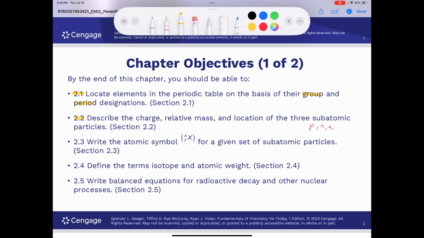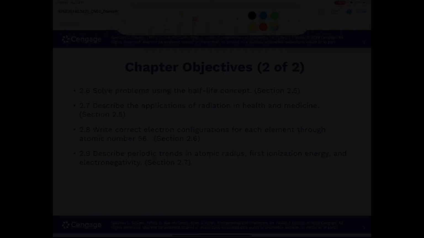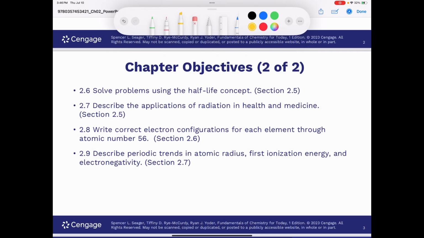You should be able to write an elemental symbol for a given set of subatomic particles. We'll get into that. You should know what isotope means and atomic weight. Write balanced equations for radioactive decay. We're also going to look at problems that involve half-life. So sometimes we call this the T1/2, the half-life. Describe the applications of radiation in health and medicine.